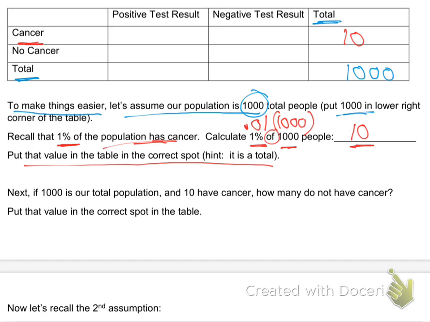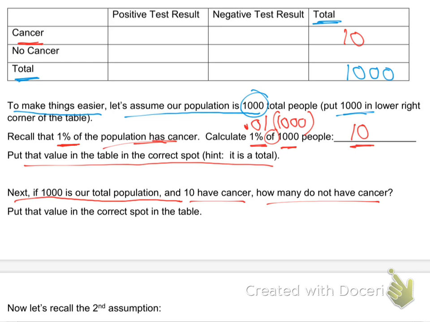So that's regardless of them testing negative, right? That'd be regardless if they test negative. Yeah, we don't know how they tested yet. That's just 10 total people. Well said. 10 total people that have cancer. We don't know what the test said, but we know they really have cancer. Exactly.